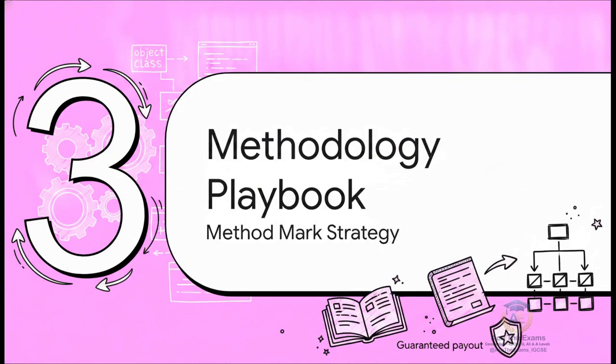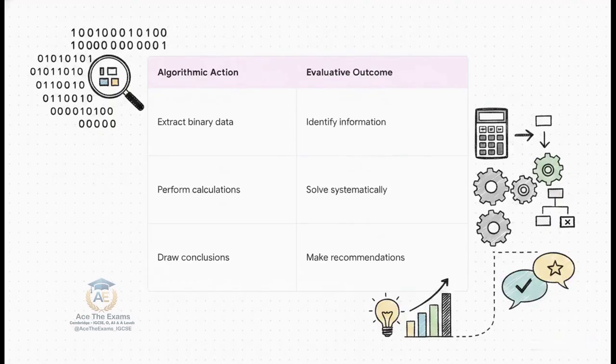Section 3. The Methodology Playbook. Let's get into the tactical side of things. Let's look at how to secure guaranteed payouts through what I call the method mark strategy. In object-oriented programming and algorithm problem-solving, marks are often awarded for the process itself, not just a perfect final answer. This table brilliantly illustrates how you map your algorithmic actions directly to evaluative outcomes.